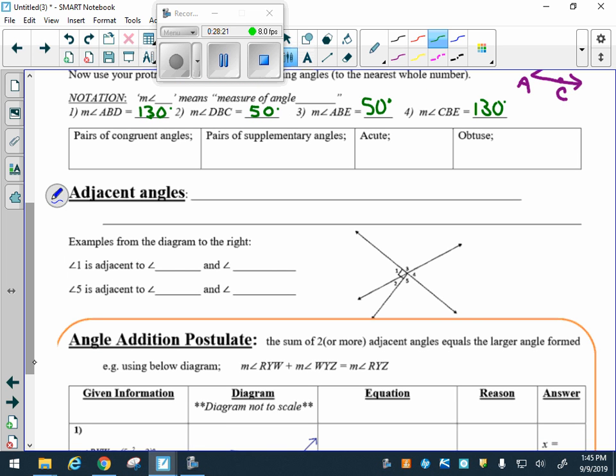Adjacent angles. What does adjacent mean? Next to. Right next to each other. Okay, so there's going to be some criteria for adjacent. I'll put next to.